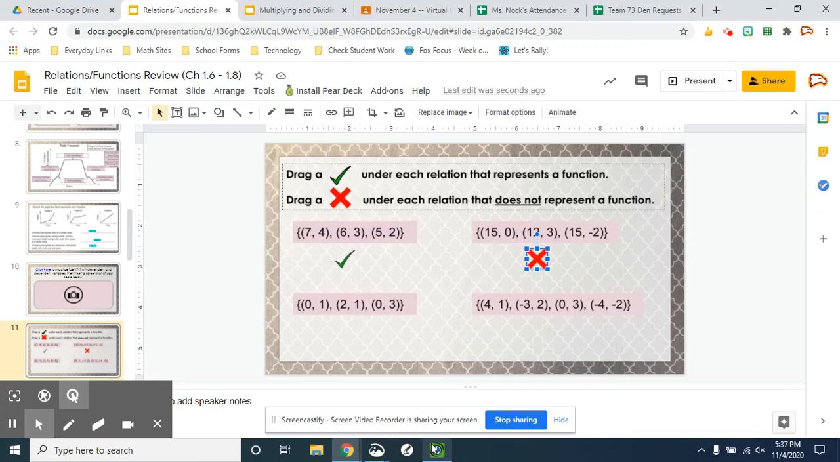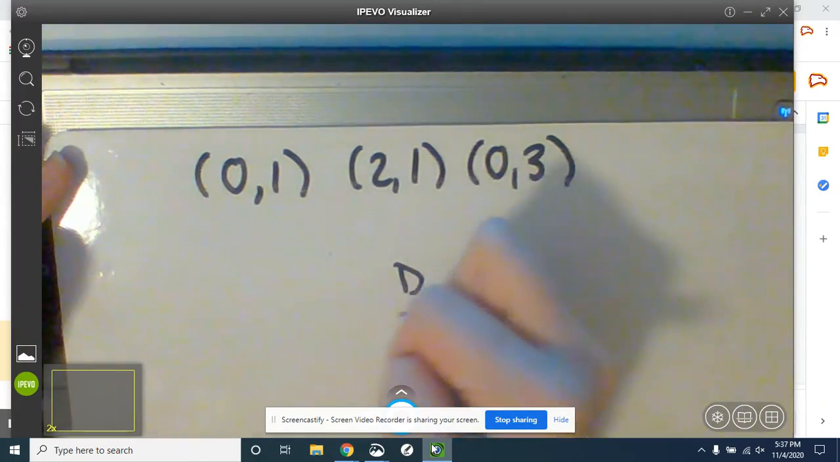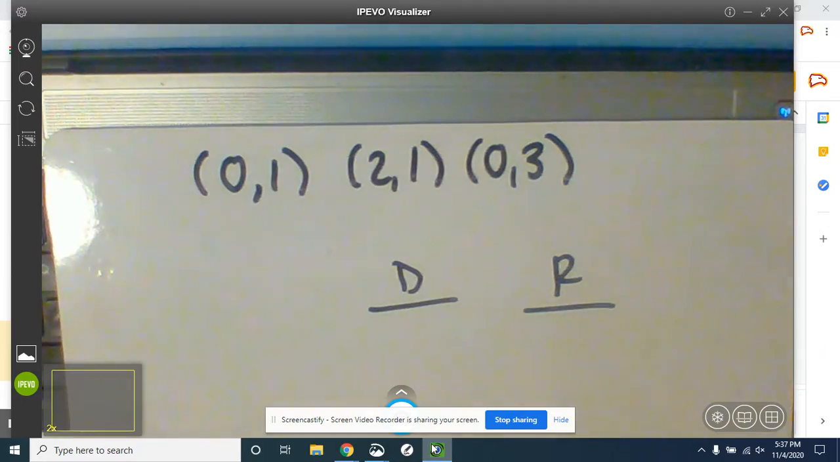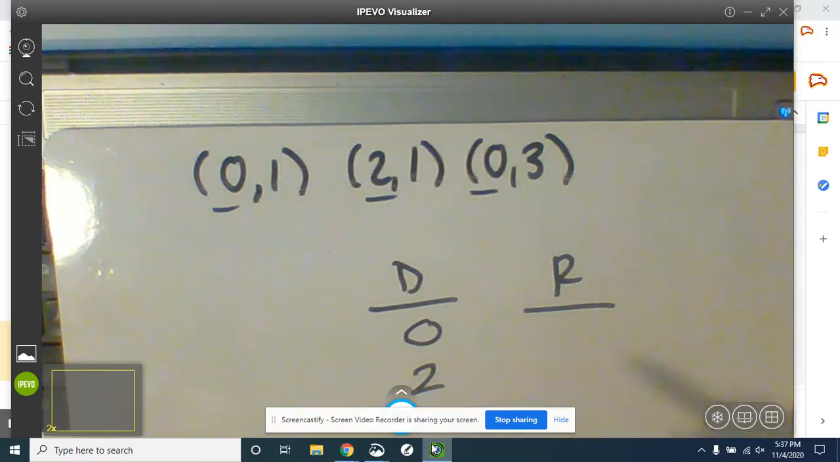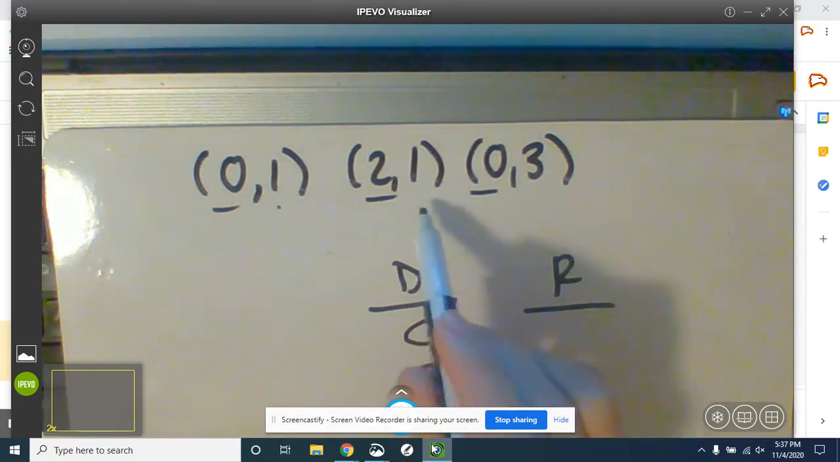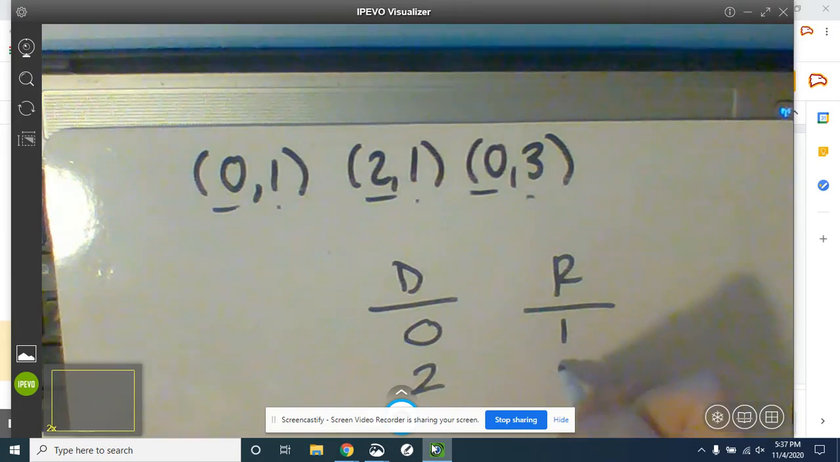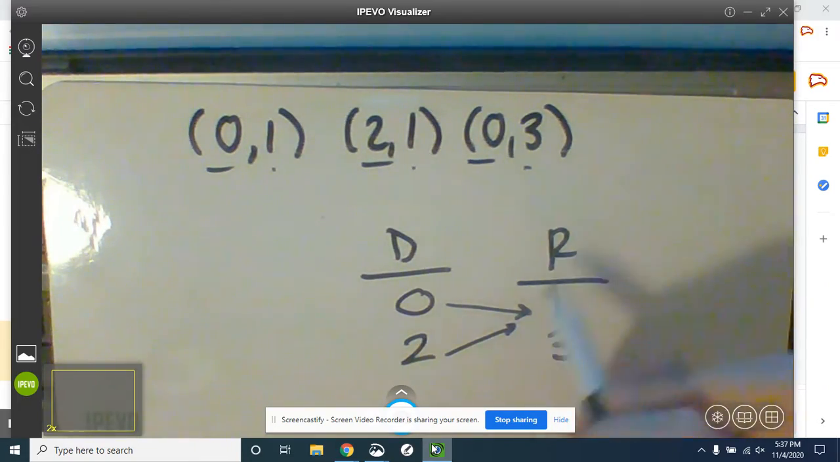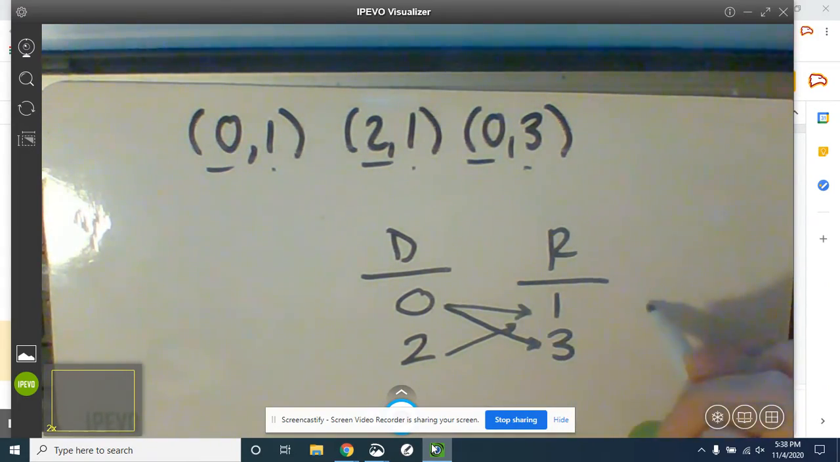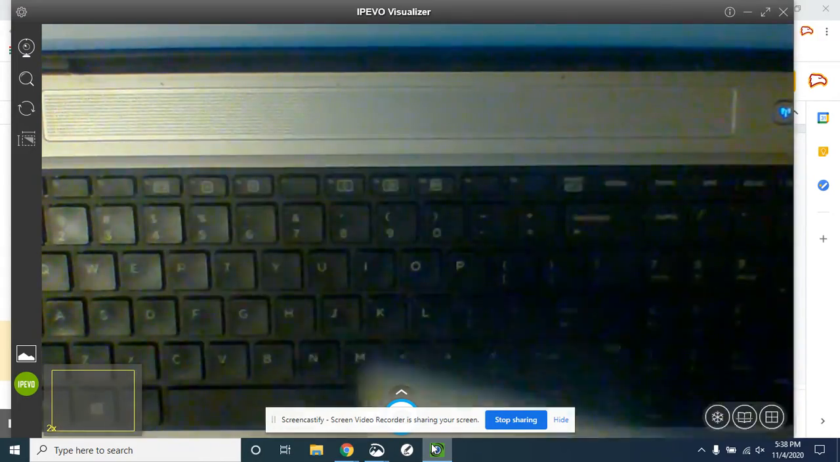All right, let's look at our next one. All right, domain, range. I'm just going to shortcut it this time. All right, so we got 0, 2, and 0. So we're only going to write 0 once and 2 once. And then we've got 1, 1, and 3. So we're just going to write 1 and 3. So 0 points at 1, 2 points at 1, which so far that's okay. Two domains can share an output. It's just one domain cannot have more than one output. But because the 0 also points at 3, this does make it a non-function. So that one will be an X.